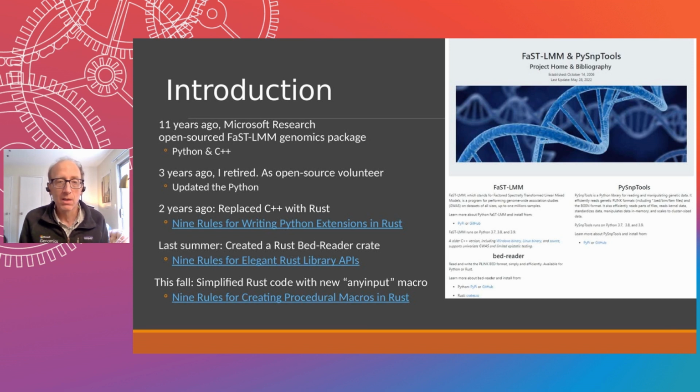And it also led to an article called 9 Rules for Writing Python Extensions in Rust. Last summer, I pulled out a piece of the genomics package that reads a particular genomics format called BED and made that available. It was already written in Rust, but it wasn't easy to use from Rust. It was made to be easy to use from Python. And I wanted to see if I could make an API in Rust that was as good as what I was able to make available in Python. I think I was. It was more work to do it in Rust, but I think for users, it's just as usable as Python. And that became an article called 9 Rules for Elegant Rust Library APIs.